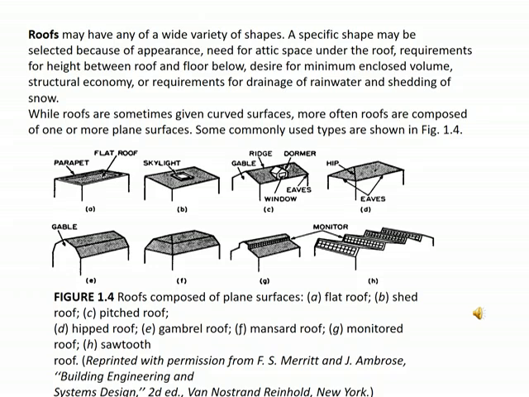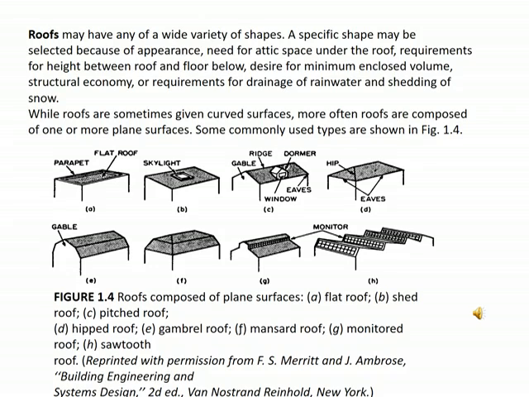snow. While roofs are sometimes given curved surfaces, more often roofs are composed of one or more plain surfaces. Some commonly use tile. In this case, most are curved surfaces, but some may be straight, plain surfaces. Those surfaces are joined together. So here are the surface kinds of the roof.